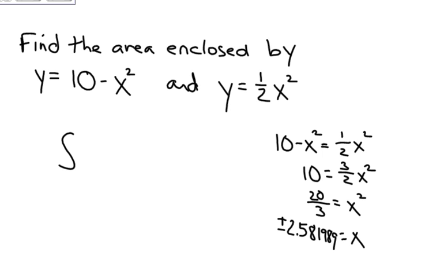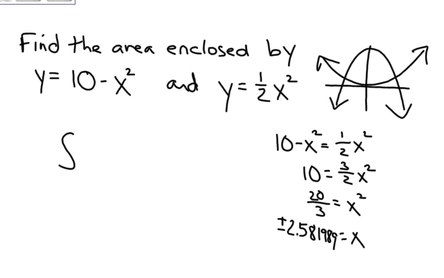And like I said, I could guess the top and bottom, but you know what? I can sketch this. 10 minus x squared is going to be a parabola, looks something like that. 1/2 x squared is going to be a parabola, looks something like that. So I can make the sketch pretty easy to figure out which one's the top and which one's the bottom.